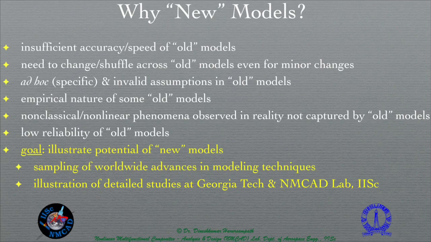So the need to change or shuffle across old models is what most people are doing. They take the model of Tom, Dick and Harry and combine it in some way and come out with a publication, just like a publishing machine. So even for minor changes, we have to keep on coming up with combinations of the older models. No, not necessary. Some new models can be much, much more robust if they use the variational asymptotic method.